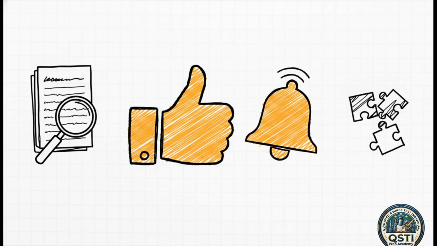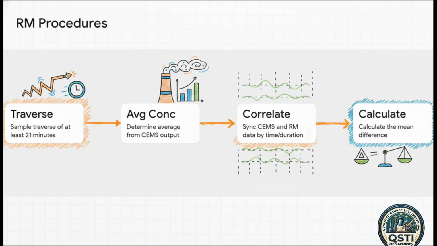Okay, let's get back to how the active testing actually goes down. So, the reference method procedure is highly sequential. First up, for integrated samples, you perform a sample traverse of at least 21 minutes. Then, you determine the integrated average concentration from your CEMS output over that exact same time frame. Step 3 is vital. You correlate the CEMS and reference method data by exact time and duration. Finally, calculate the mean difference.